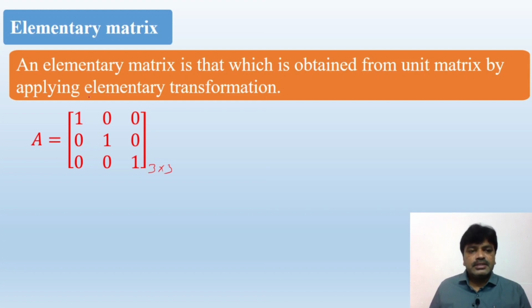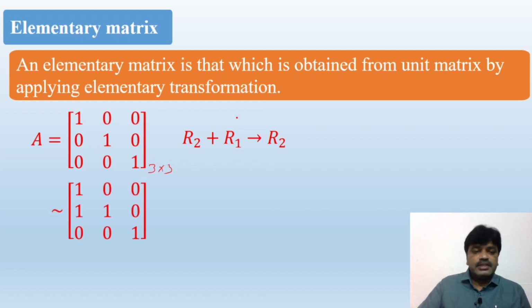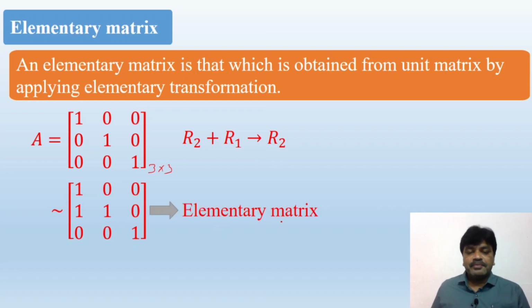Now apply an elementary transformation: R2 plus R1 in place of R2. Simply adding these two rows, we get an equivalent matrix. So 1 0 0. I am adding 0 plus 1, then we get 1 here. 1 plus 0 is 1, 0 plus 0 is 0. The last row is the same, 0 0 1. I am just applying an elementary transformation here, then you get a matrix. Now this matrix is known as an elementary matrix.